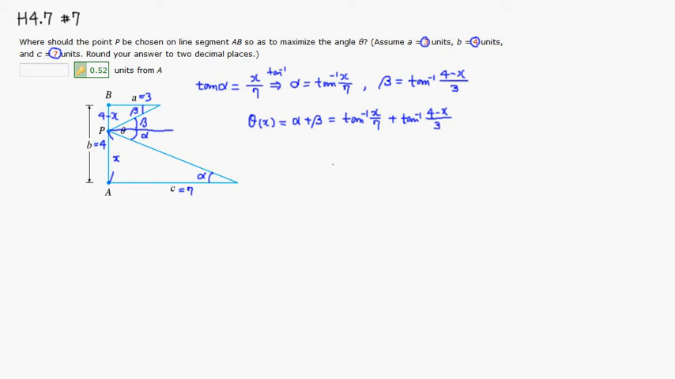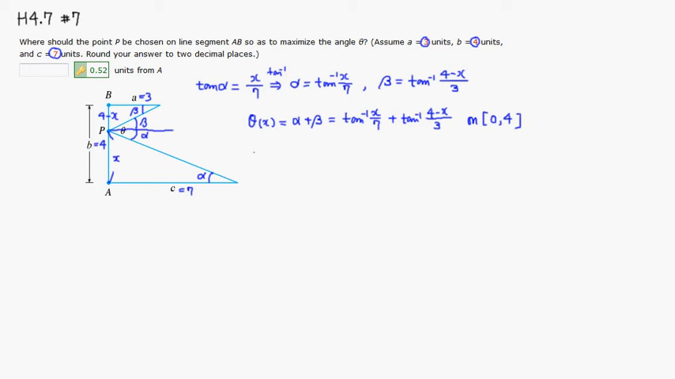All right, so let's try to maximize this function. Angle x is going to start from, of course, 0, and the largest is going to be 4. All right, so let's do that.